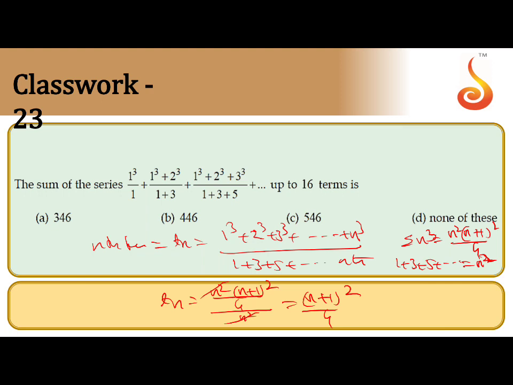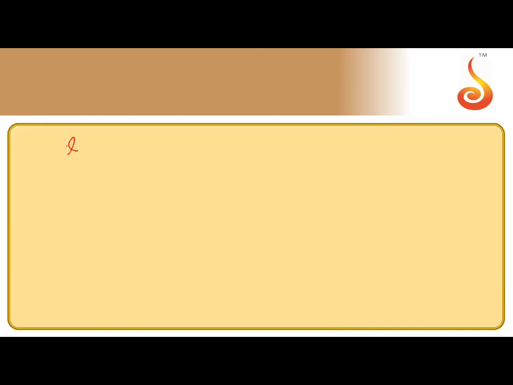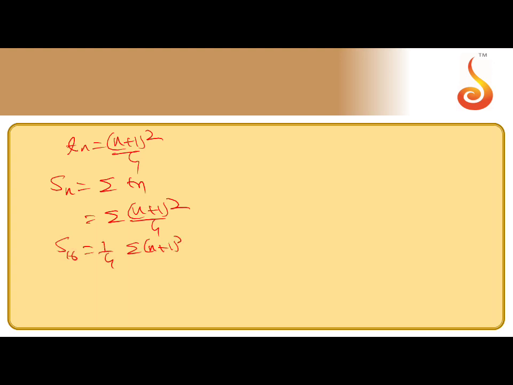Once again, the nth term is sigma n cube by the sum of odd natural numbers. For sigma n cube we have a formula. The sum of n odd natural numbers is n square. Substituting there, we get Tn. Now we got Tn is n plus 1 whole square by 4. So Sn is sigma of Tn. This is a formula. Sigma of Tn is n plus 1 whole square by 4. So 4 you can take common: 1 by 4 sigma n plus 1 whole square.